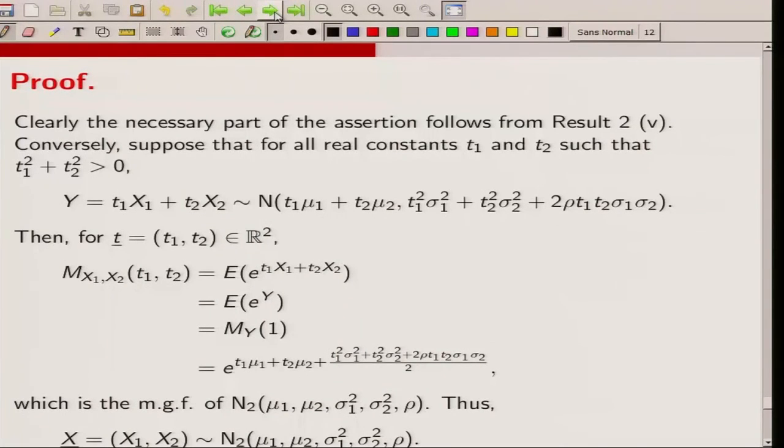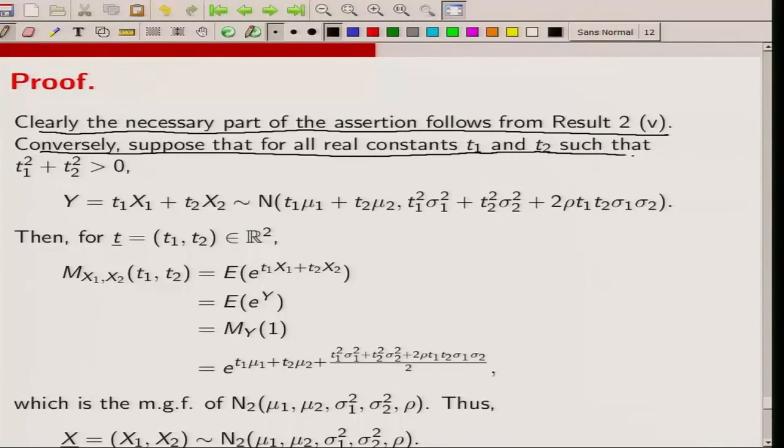So, let us try to prove one part. We have already seen that if x1, x2 has a bivariate normal distribution, then all its linear combinations have univariate normal distribution. Now, conversely, suppose that we have constants t1 and t2 such that t1 square plus t2 square is positive, and suppose all linear combinations have univariate normal distributions. I have to then show that x1 and x2 have a bivariate normal distribution.